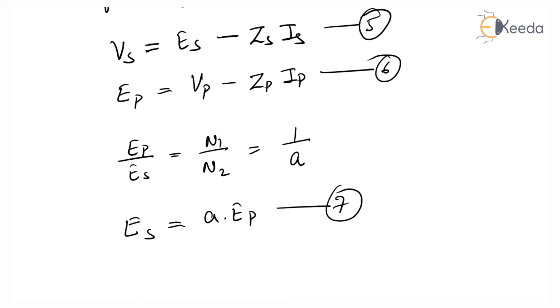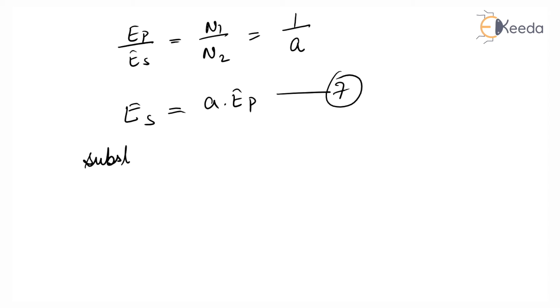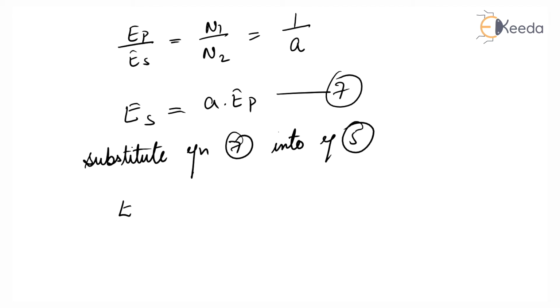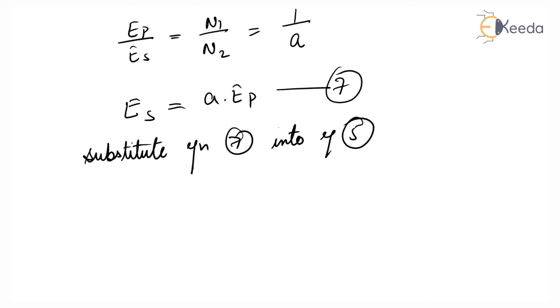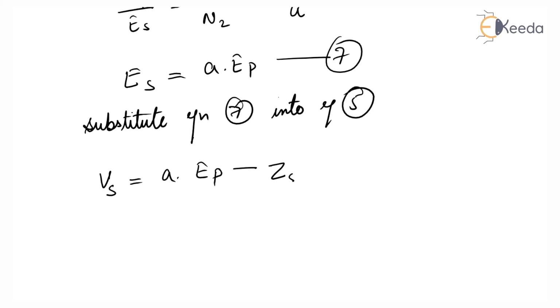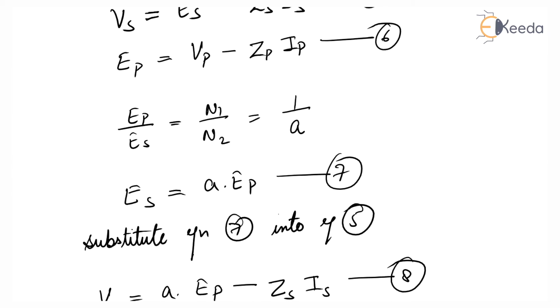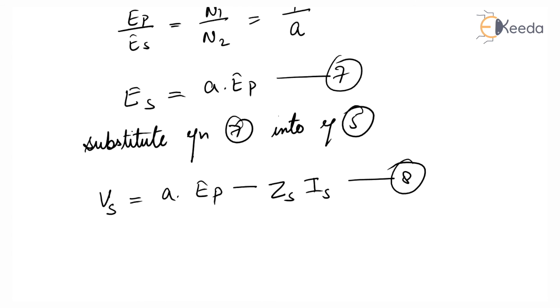Now substitute equation 7 into equation number 5. We got the value for ES. So substituting equation 7 into equation 5, VS is equal to A into EP minus ZS into IS. Suppose this is equation number 8. Now from equation 6 we have the value for EP. So substitute EP from equation 6 into equation number 8.